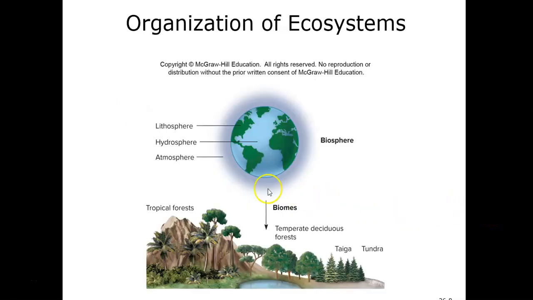So again, here's just our organization of the biosphere, which is this envelope of life that surrounds Earth's surface and includes the lithosphere or soil and rock, the hydrosphere or water, and the atmosphere, which is this envelope of gases that surrounds the surface of the Earth. And we mentioned that this biosphere can be further broken down into these climatic regions called biomes. Places like tropical forests, the taiga, and the tundra.